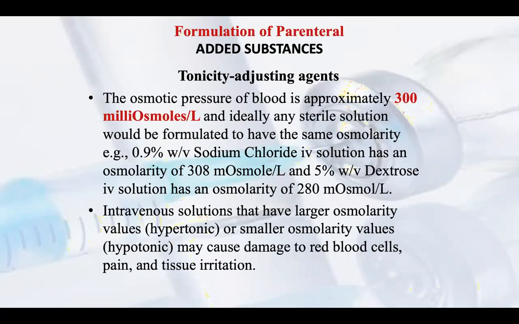Tonicity adjusting agents. The osmotic pressure of blood is approximately 300 milliosmoles per liter, and ideally any sterile solution would be formulated to have the same osmolarity. For example, 0.9% weight by volume sodium chloride IV solution has an osmolarity of 308 milliosmoles per liter, and 5% weight by volume dextrose IV solution has an osmolarity of 280 milliosmoles per liter. Intravenous solutions with larger osmolarity values, which are hypertonic, or smaller osmolarity values, which are hypotonic, may cause damage to red blood cells, pain, and tissue irritation.